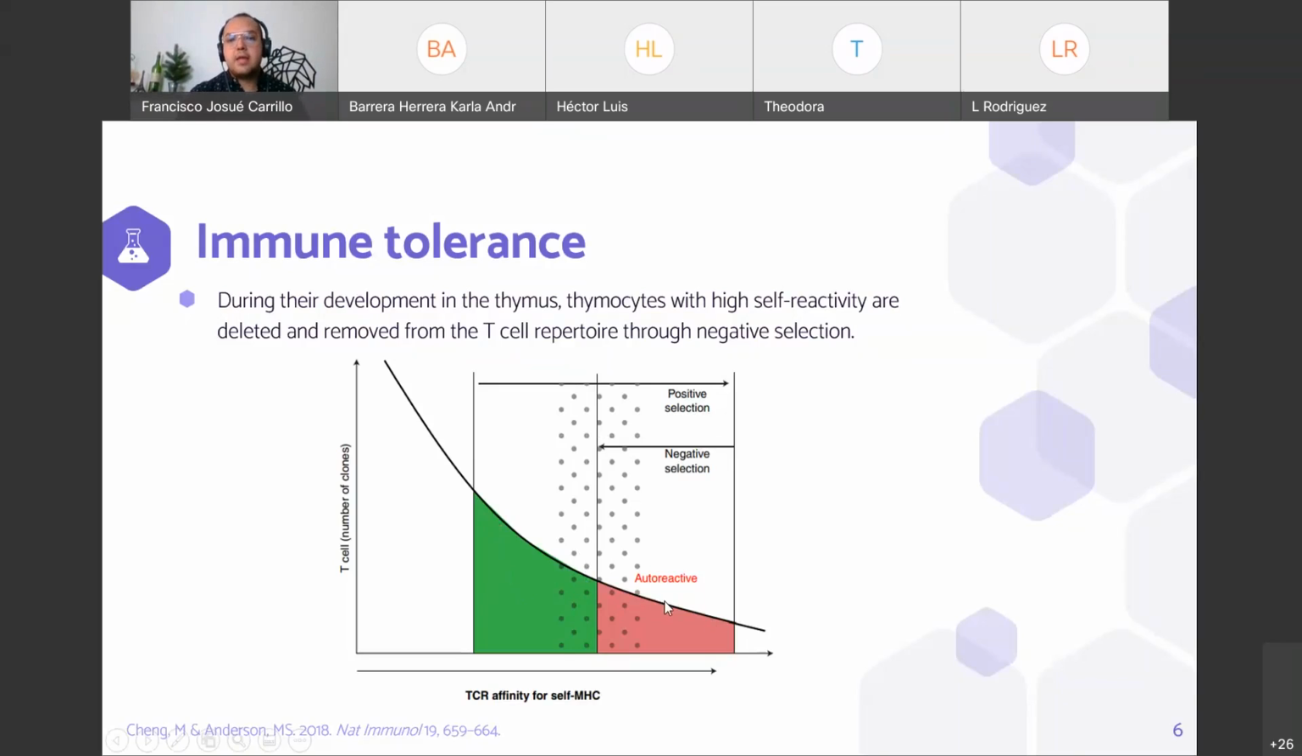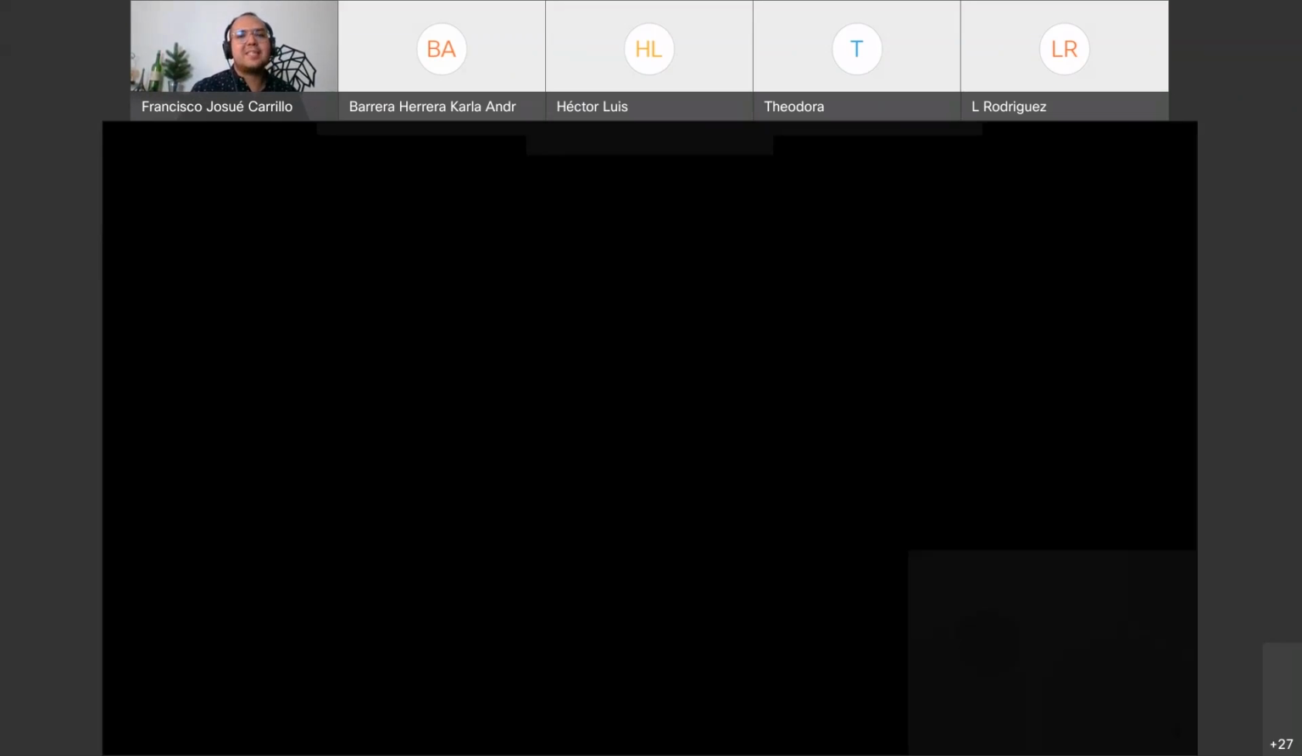But if they react with a high affinity for the self MHC, this pool of autoreactive cells could be generated, and if they don't get eliminated, they may escape the mechanisms of central tolerance, and this is a risk for the immune system that we don't want to appear in this context.